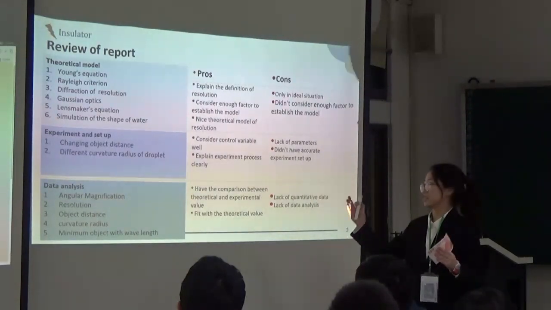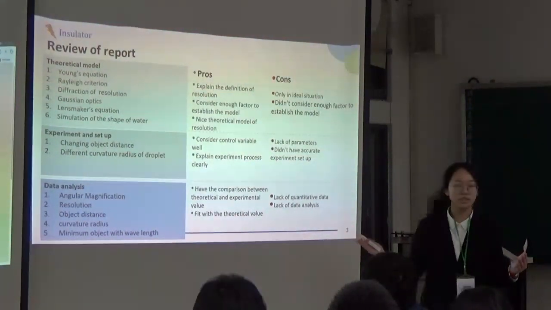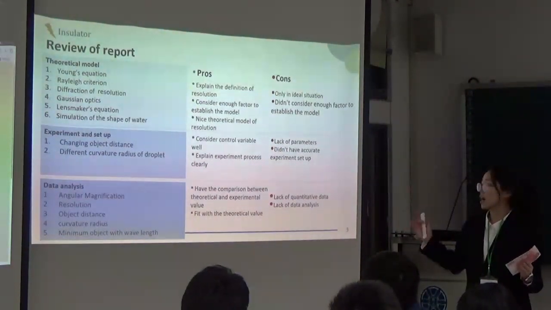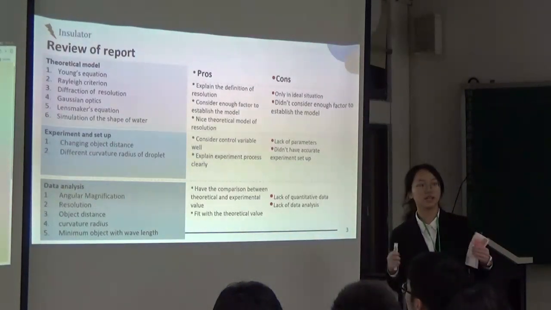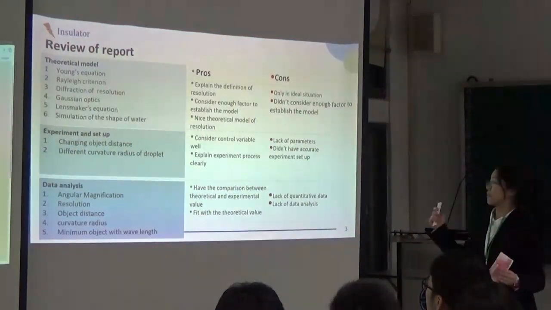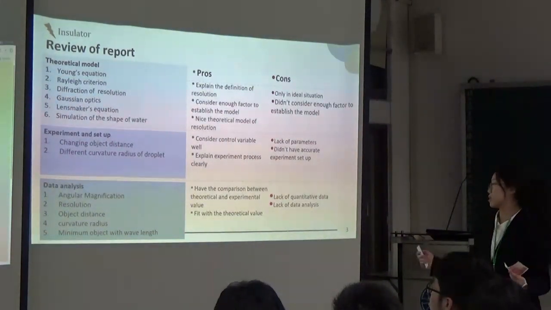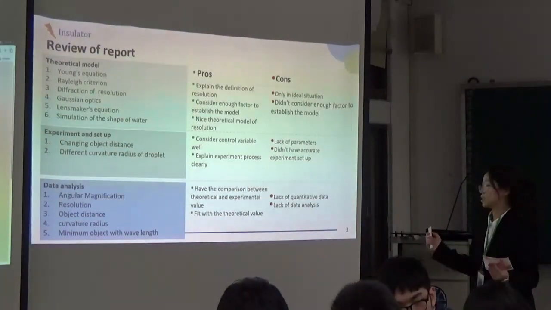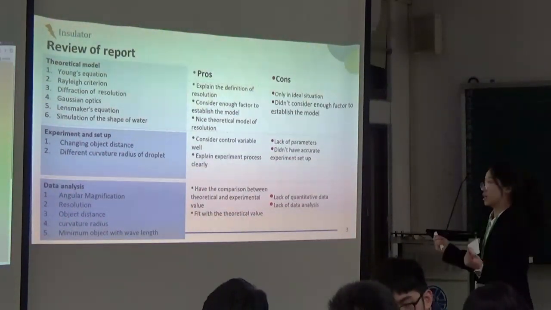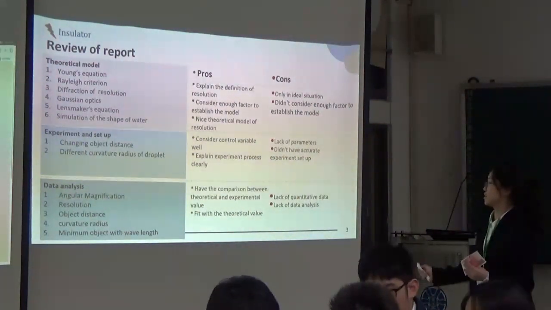In the data analysis, we have the angular magnification, the resolution, the object distance, the curvature radius, and the minimum object with wavelength, which relates to the Rayleigh criterion and resolution. His pros are that he has a comparison between theoretical and experimental results, and it fits the theoretical value. His cons are the lack of quantitative data. Just like I said, it only has a simulation and didn't do enough experiments to prove it, and lacks data analysis.